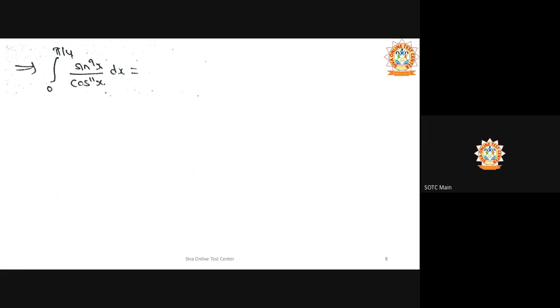Integration of 0 to pi by 4 sin power 9x by cos power 11x dx. So how to solve this question? First you need to find the indefinite integration. After that only you can apply the limits. That is, lower limit is 0, upper limit is pi by 4, right? So how to solve this question?